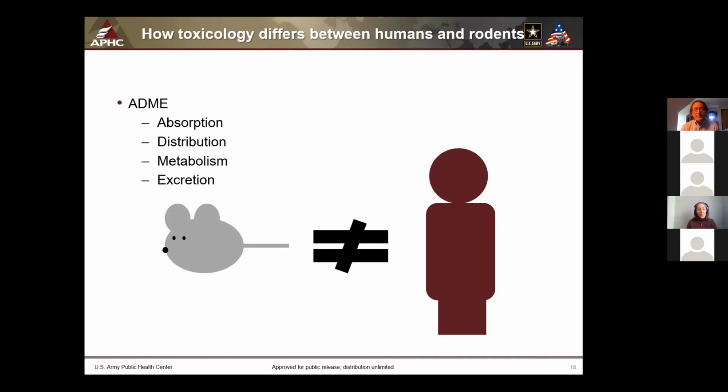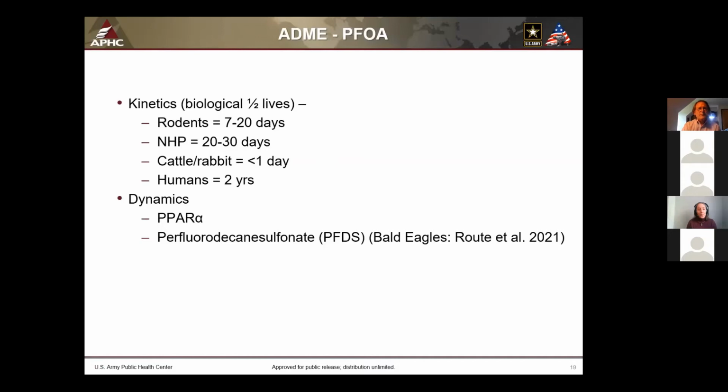And I guess the point of the slide more than anything is kinetics are really important. It's not just the effects. It's how well these molecules are absorbed, distributed, metabolized, and essentially excreted. And that's what this slide again shows. In rodents, it's 7 to 20 days. In non-human primates, monkeys, again, it's pretty quick, but not so much for humans. It's around 2 years for some of these molecules. For ruminants and for hindgut fermenters, it's pretty quick. It's very quick, which is interesting to me.